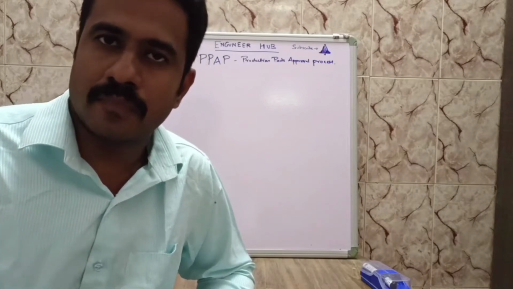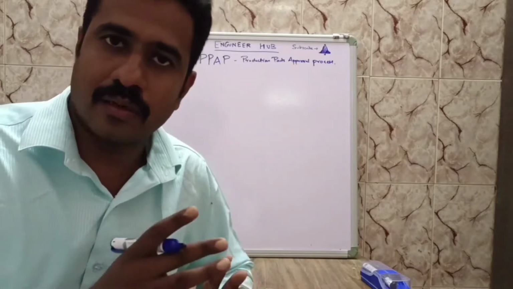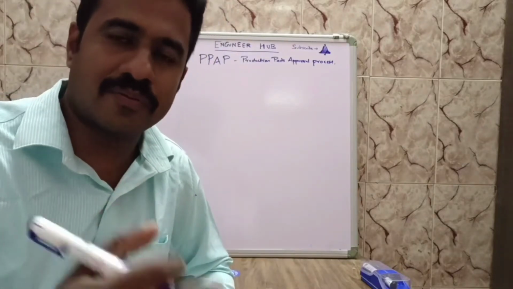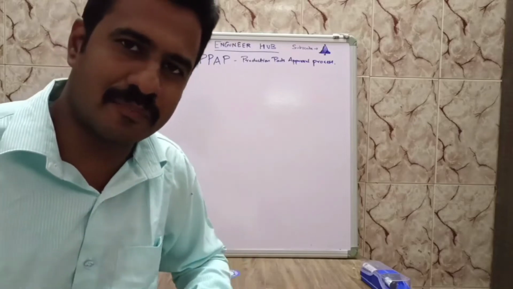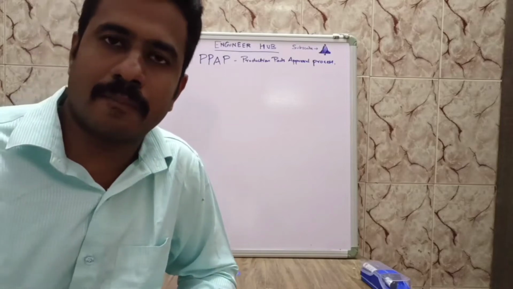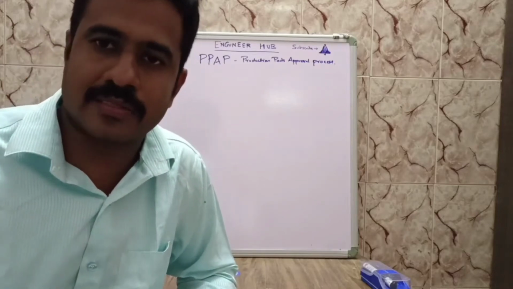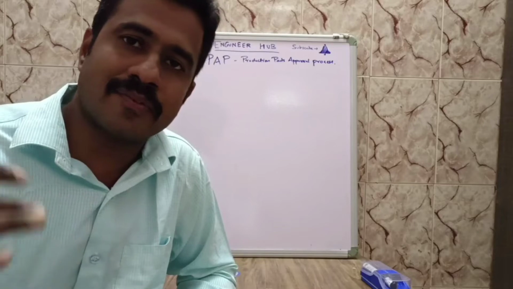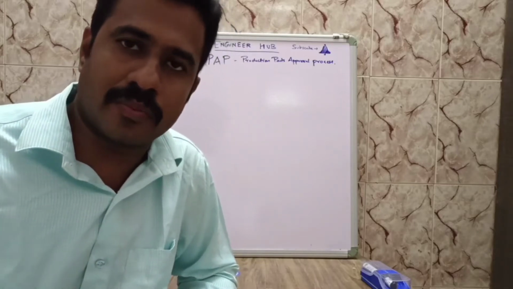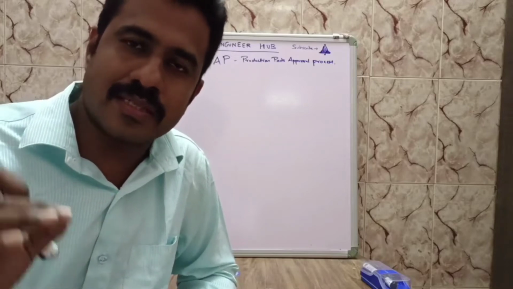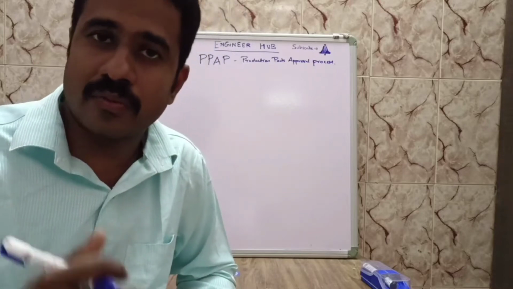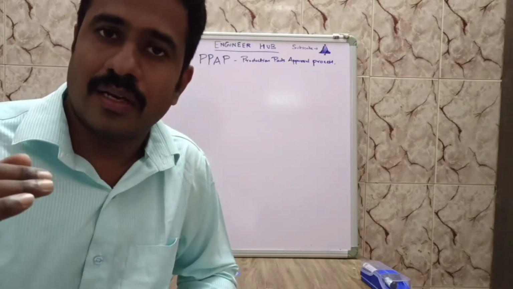So what is PPAP? The full form of PPAP is production part approval process. As you can see, I'm going to write down everything I say, so that you can have a clear picture and a clear idea of what I'm trying to say. In PPAP, there are 19 important documents, and apart from that, there are some customer requirements, which can bring it to around 21 documents. But the 19 basic documents are the mandatory ones, and we're going to see them one by one.